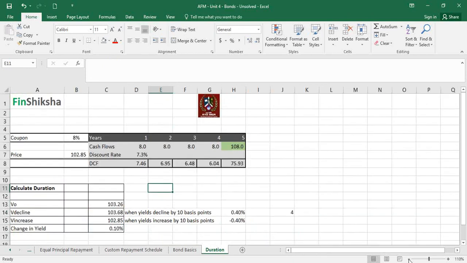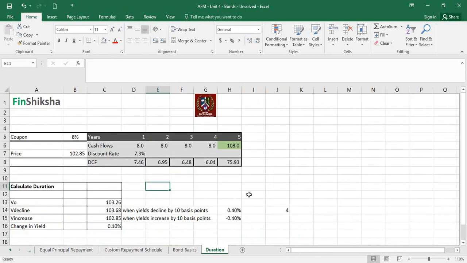So if I use the formula and calculate duration based on that, if you remember, it is V decline minus V increase, divided by 2 multiplied by the initial price multiplied by the change in yield, correct? We close the bracket and we get the duration as 4.02. That's the approximate duration that we get.